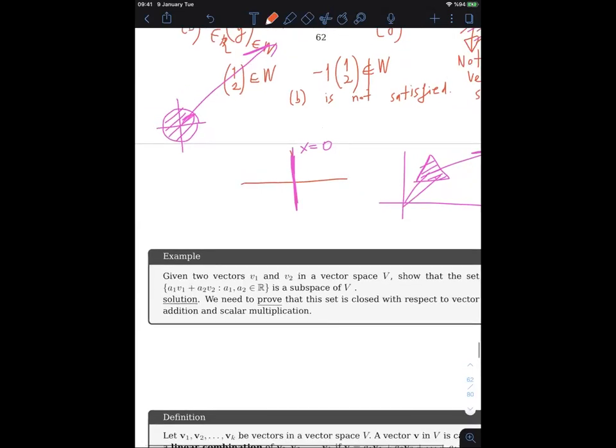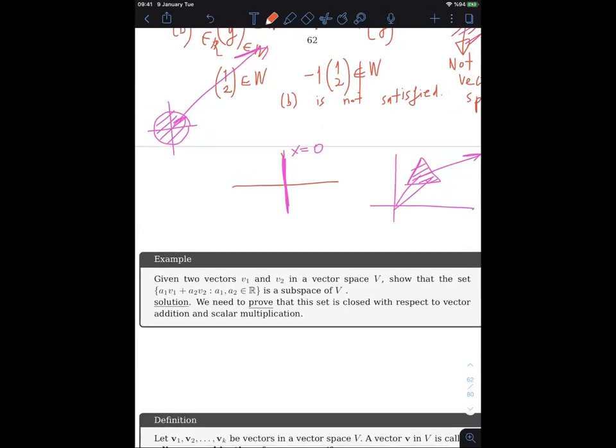So if we are given two vectors, v1 and v2, in a vector space, okay, we don't know what this vector space is. It can be anything. It can be the vector space of matrices. It can be the vector space of polynomials. Nothing is mentioned here. So any vector space. And we take two vectors, v1 and v2, okay? It says, show that the set of all vectors which can be written like this is a subspace.